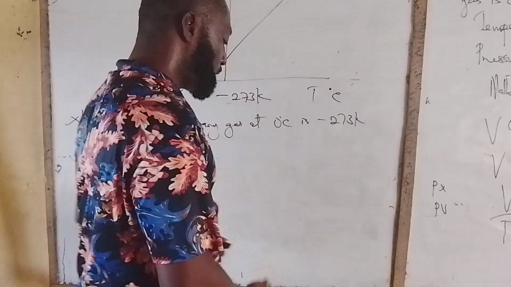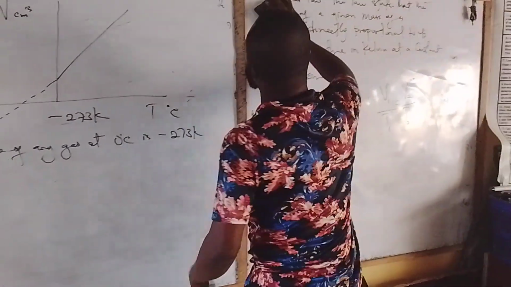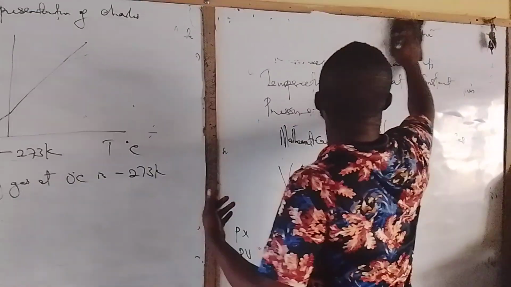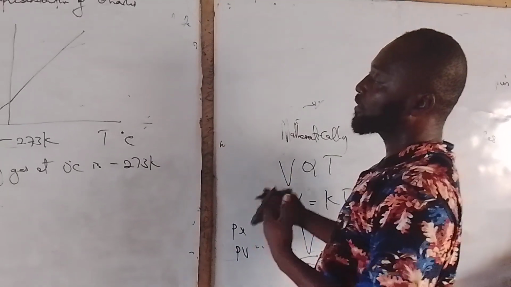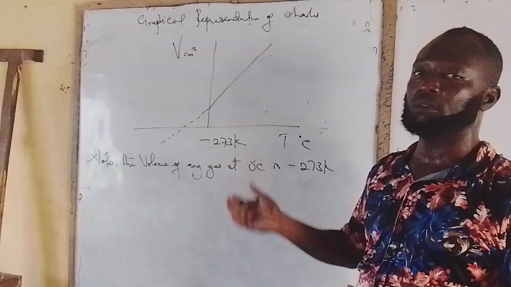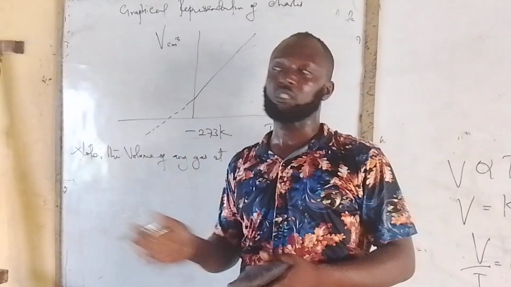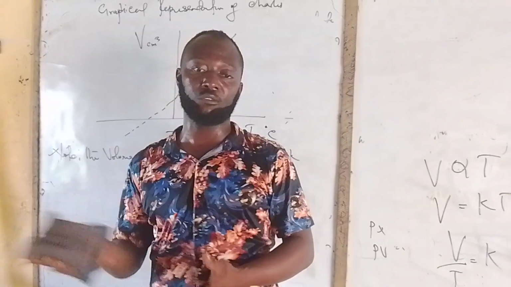So we are going to talk about temperature conversion. Why do we talk about temperature conversion? Because in Charles' law, the temperature must be in Kelvin. So when we talk about temperature conversion, we're talking about how to convert from degrees Celsius to Kelvin. In mathematics, if you want to convert from degrees Celsius to Kelvin, you add 273. If you are converting from Kelvin to degrees Celsius, you subtract 273.